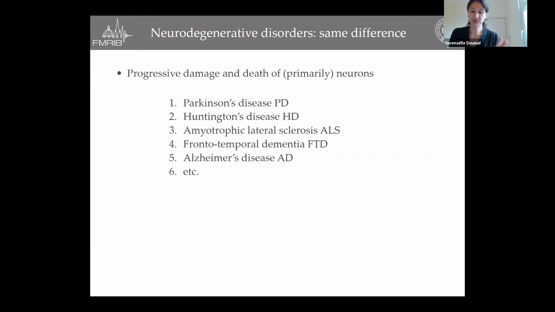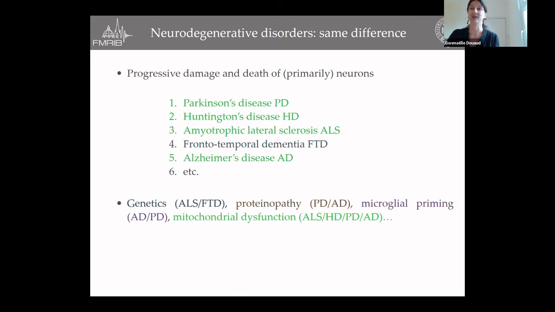Today I'm going to talk to you about dementia, and Sana has done a very good job of introducing things, but bear in mind that these studies could have been done on any neurodegenerative disorder, Parkinson's, Huntington's, because they share some common traits. They are due to progressive damage and death of primarily neurons, though do not forget the astrocytes and the glia, as we've just seen. They also share some genetics, for instance ALS, or motor neuron disease, and FTD, and proteinopathy with tau, shared between Parkinson's and Alzheimer's disease.